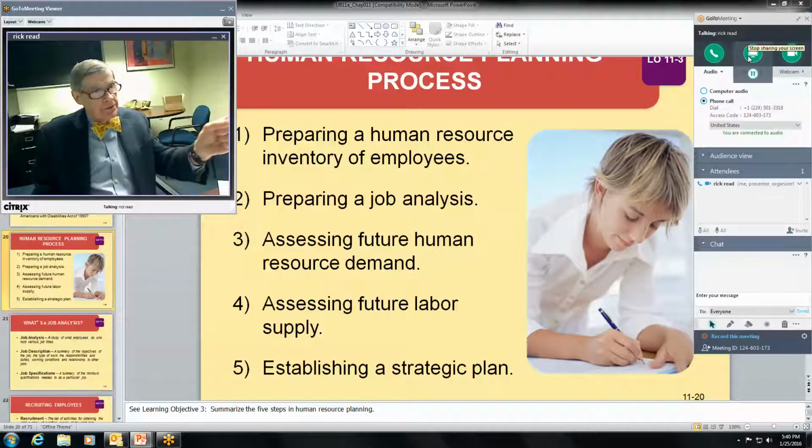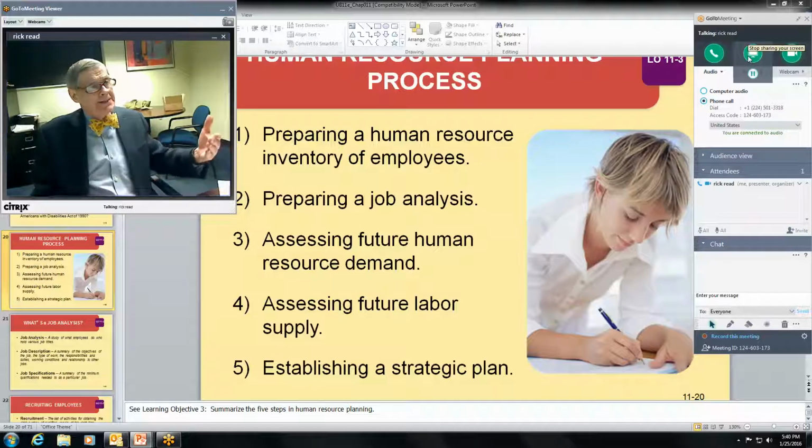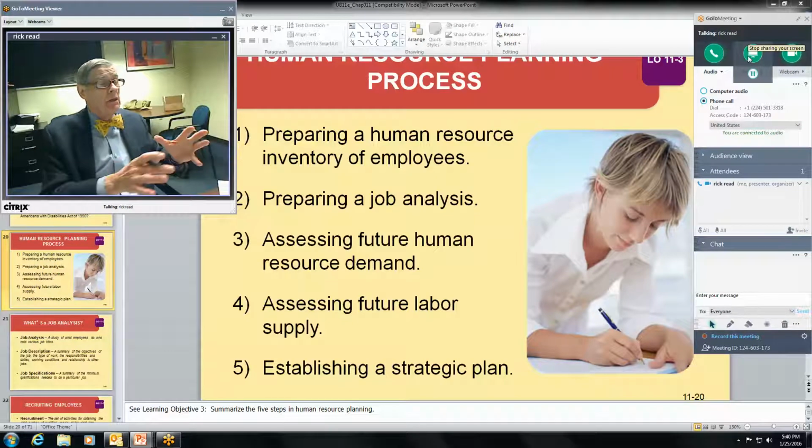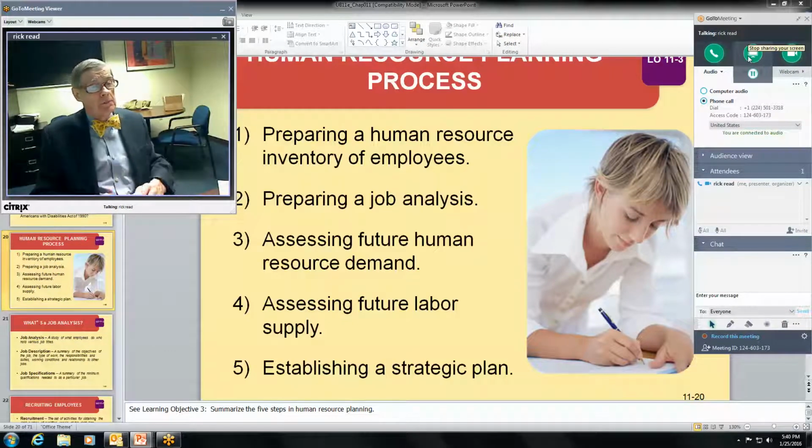Forecasting: assuring that there are going to be people available to work for you when you need them in the future, and having a plan if the local area in which you operate is not going to have that type of employee. Go someplace else. Now, I'm not talking about moving the company, but where are you going to go to recruit those people? This is in connection with the future labor supply, and then having a plan to do everything that you want to do.